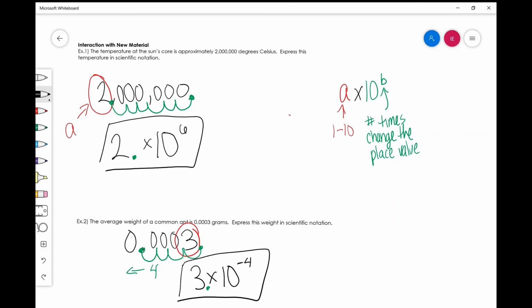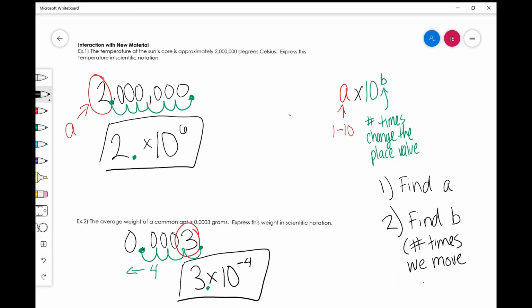When we're finding scientific notation, we need to have 2 simple rules. 1, find your value of A. And 2, find the value of B, which is the number of times we're moving the decimal. So you can take these 2 simple rules and go through your independent practice and exit ticket to complete your work.